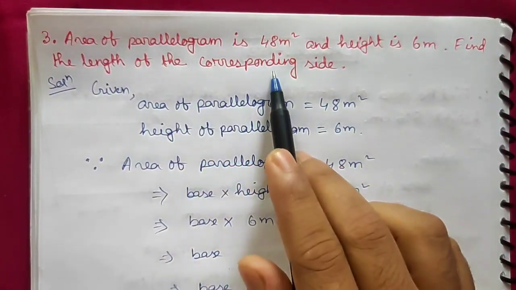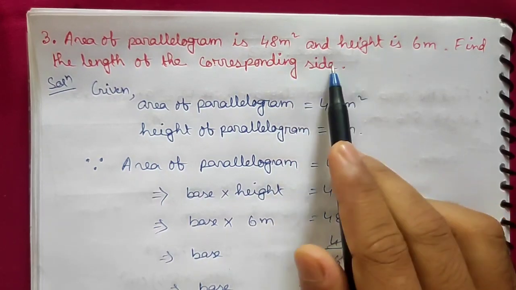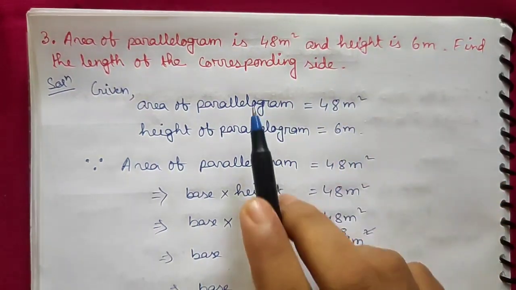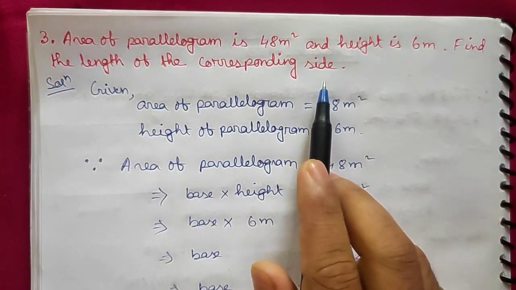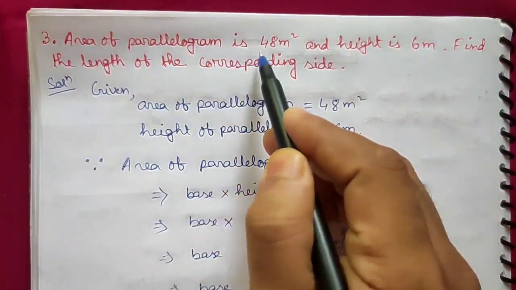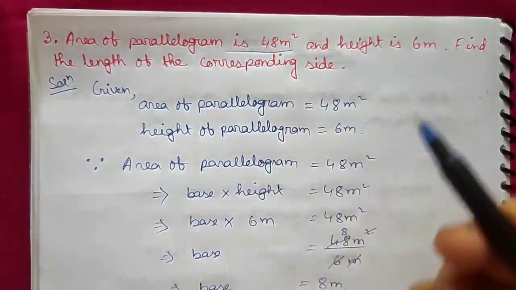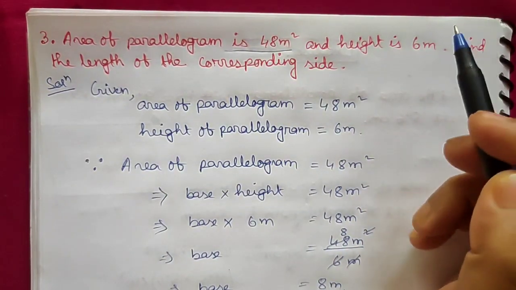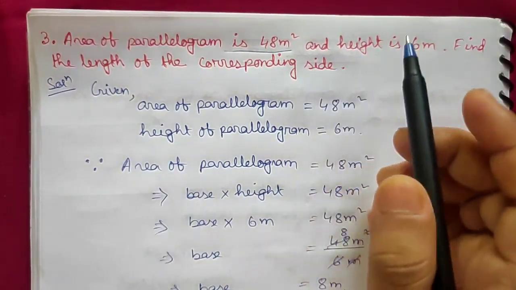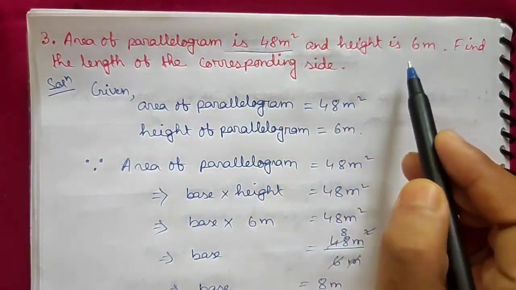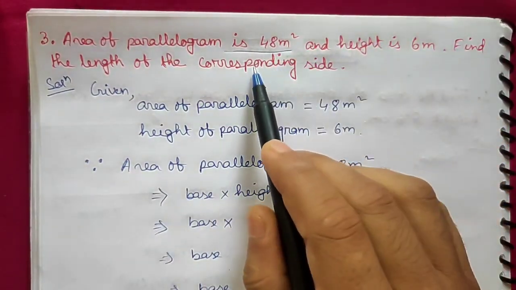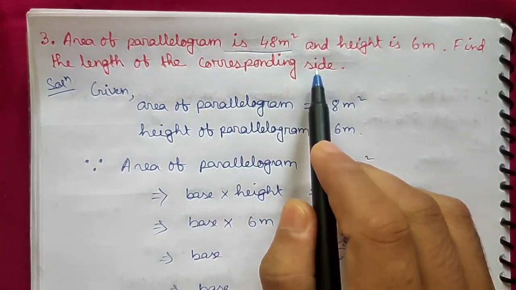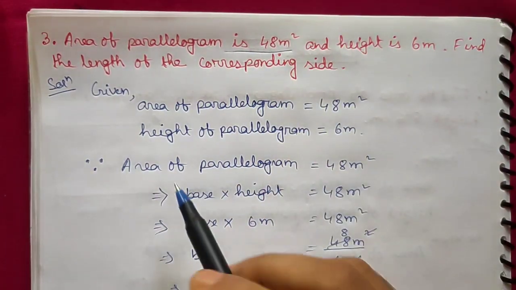Area of parallelogram is 48 meter square and height is 6 meter. Find the length of the corresponding side. In this question, what is given? Area is already given. In the previous two questions, height was there, and the length of the corresponding side was there. Okay, now in this case, area is given and height is given, and we have to find the length of the corresponding side, that is base, corresponding base.